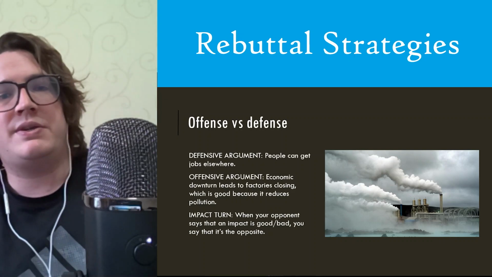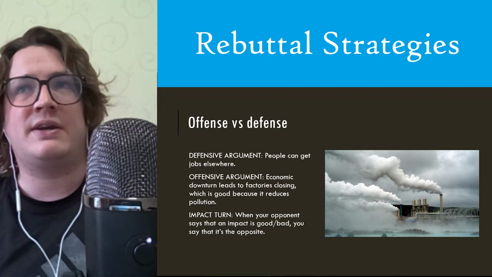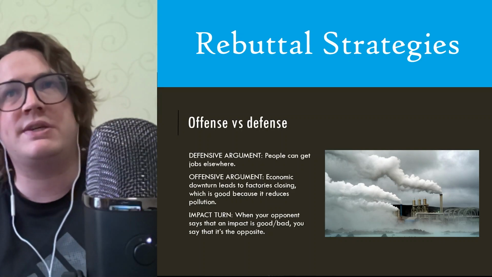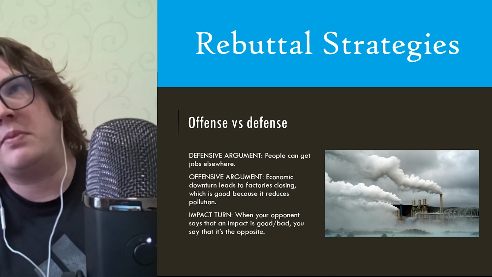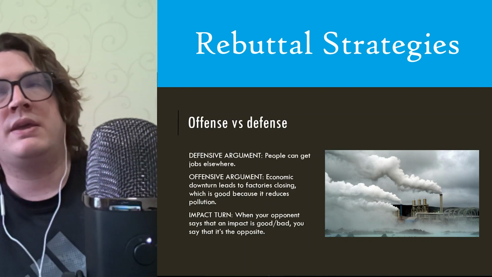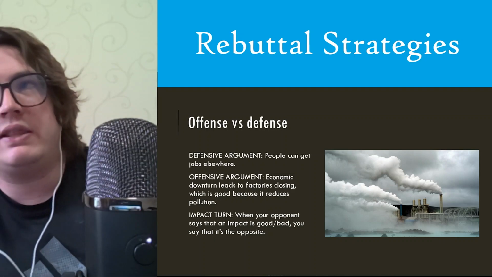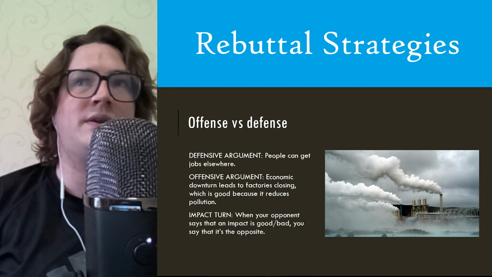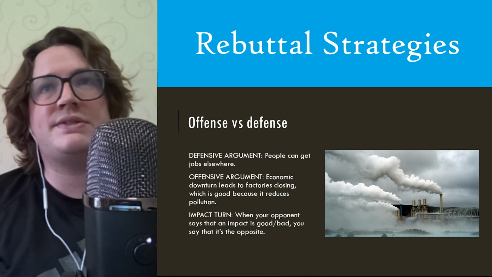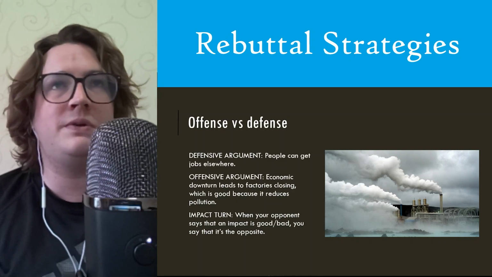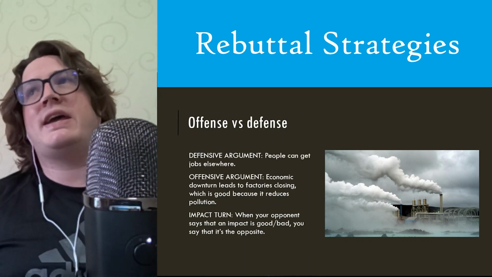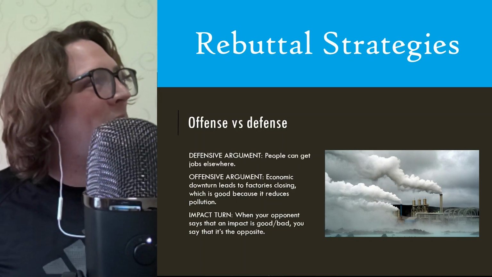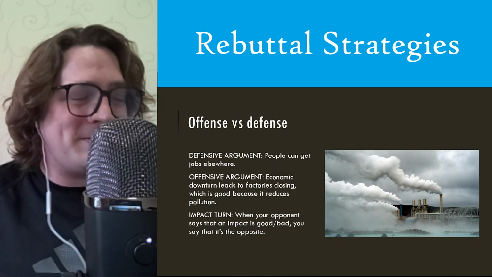So you could argue that the consequence of this impact of economic slowdown and factories closing is a good thing, because the environment is more important than people having jobs. So an impact turn directly relates to this: they say a certain impact is bad and you say it's good. So they say climate change is bad because of droughts, and you say climate change is good because you can grow food in Siberia now. Or they say nuclear war is bad, and you say nuclear war is good, I don't know, but I remember there being some sort of evidence about that. Or these sort of things.